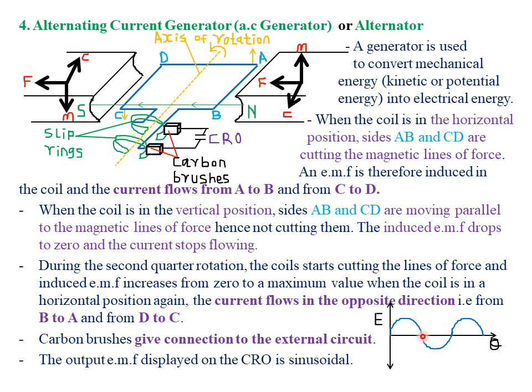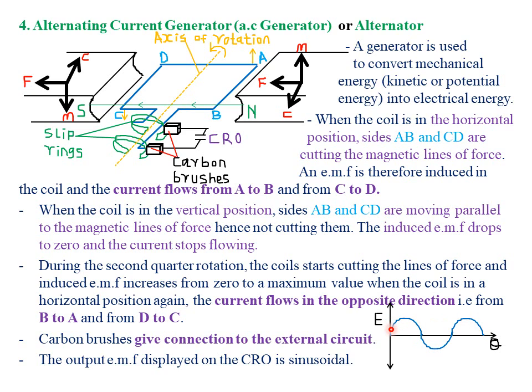Then during the second quarter rotation, now the current will flow but in the opposite direction. So the current will be induced in the direction of BA to DC. That is why you are seeing our graph going in the negative direction of the EMF axis. So during the second rotation, the current is induced but in the opposite direction. So you can see the current is alternating from the positive direction to the negative direction. Again, during the next rotation, the current will be induced in the positive direction.